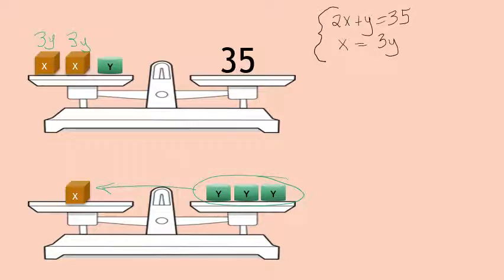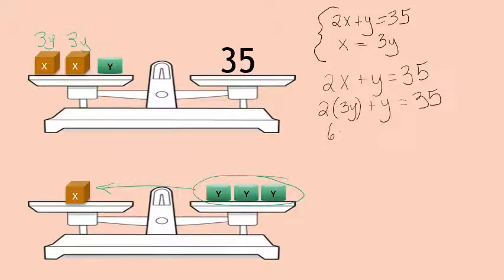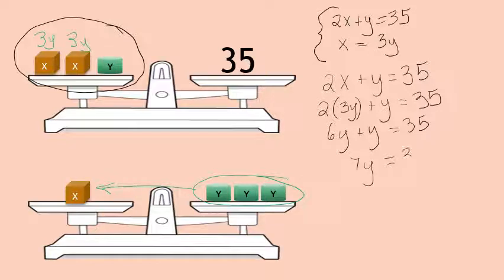If I use the equations, the algebra looks like this. My first equation said 2x plus y is 35, but if I rewrite this, substituting in a 3y for the x, my equation looks like this. Or 2 times 3 makes 6y plus y equals 35. If I go back and double check in the picture, over on this side, do you see a total of 7y? 7y equals 35. Dividing both sides by 7, we get y equals 5.